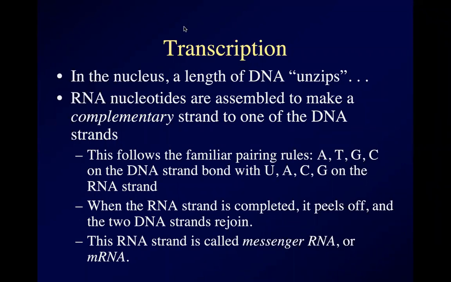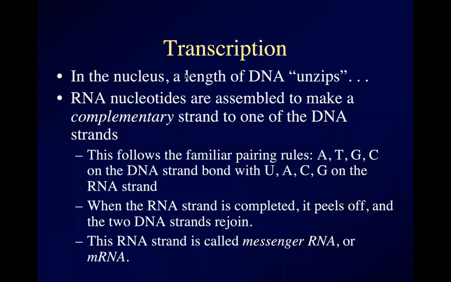The first step is called transcription. And in transcription, a length of DNA unzips, and RNA nucleotides come in, and they're assembled to make a strand that's complementary to one of the DNA strands. And it follows the familiar pairing rules. If you have an A on the DNA strand, it will bond with a U on the RNA strand. And a T on DNA will bond with an A on the RNA, and G and C will bond with C and G. So it's just like we've covered, except that if it's RNA, it has uracil everywhere you'd expect thymine.